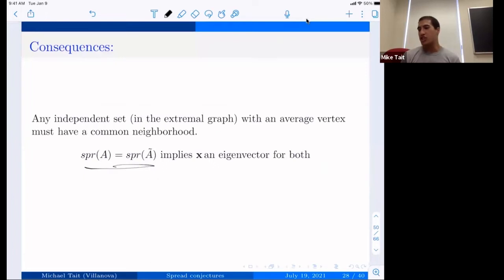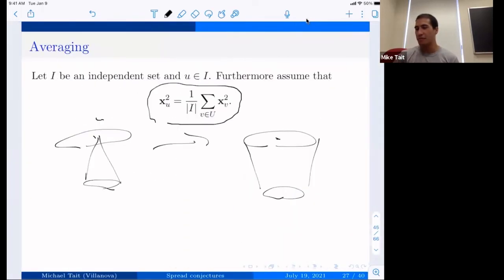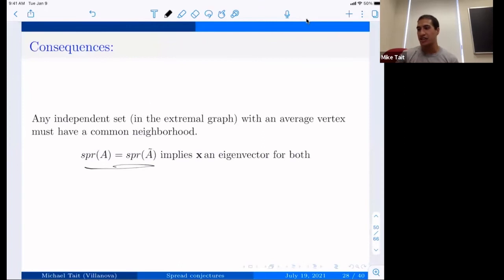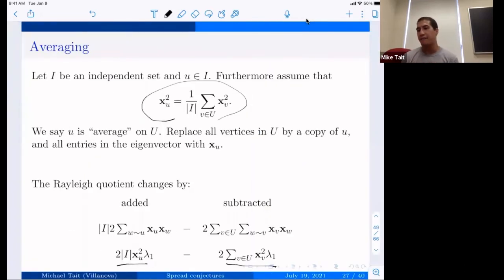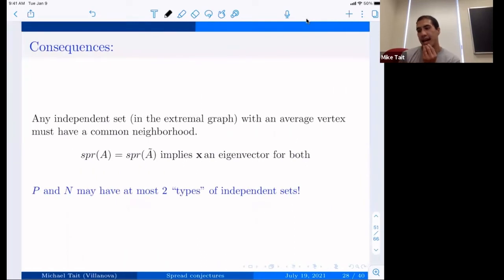And if you make a big change like this, where I replace an independent set with copies of this vertex, and my eigenvalues don't change at all, that means that this x actually has to be an eigenvector for both of the graphs. And you can work out that this means my graph actually didn't change. So what I mean is that if I ever can find this vertex U that is average on an independent set, then that independent set has to be already a copy of U. All of the vertices in that independent set already have to be copies of U. And this actually is very strong.